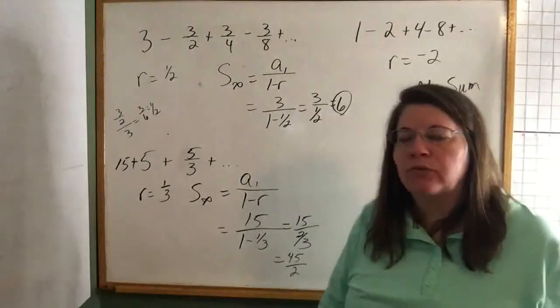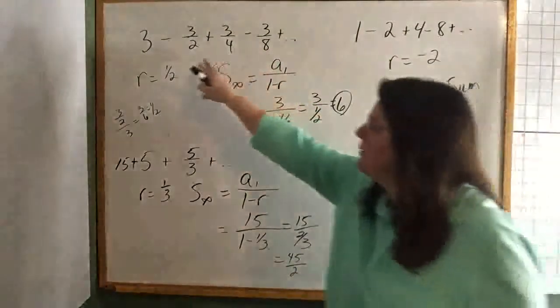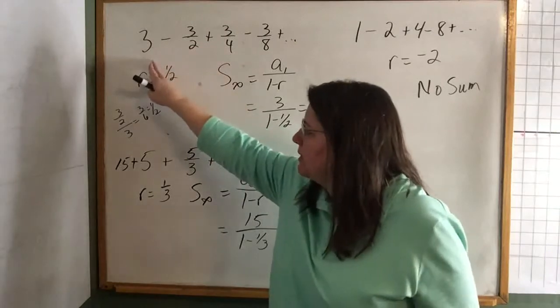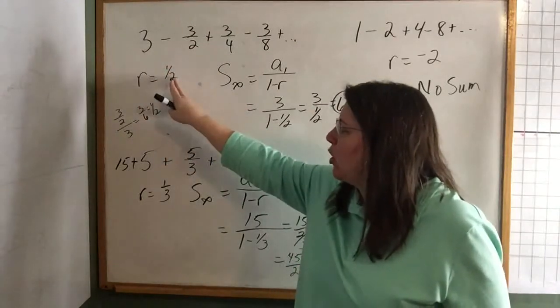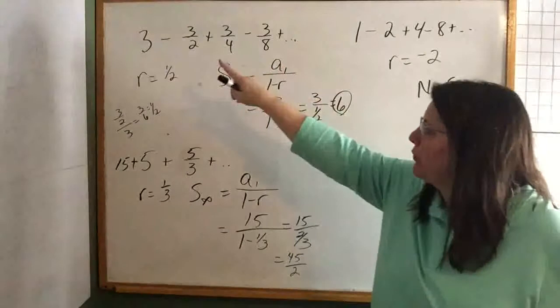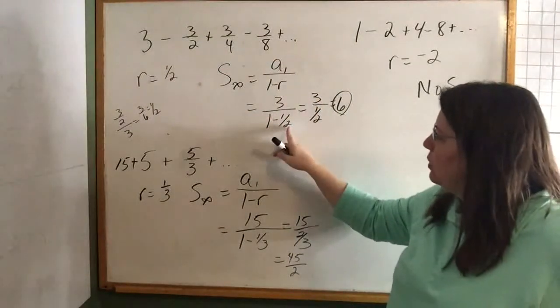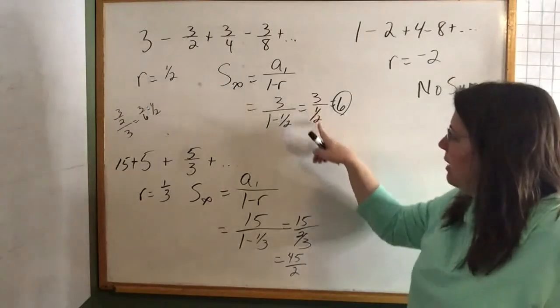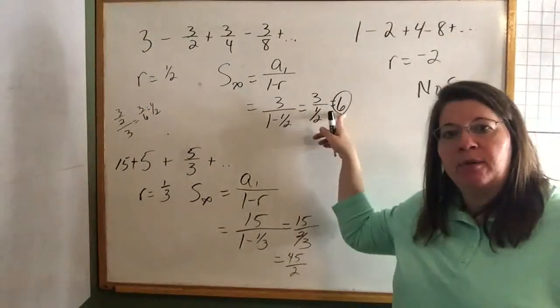So here are your answers for these. In the first one, I divided 3/2 by 3, one term divided by its previous term, and I ended up with 1/2 for my r value. So my a sub 1 is 3. My r value is 1/2. So 1 minus 1/2 is 1/2. 3 divided by 1/2 is 6. So that one had a sum of 6.